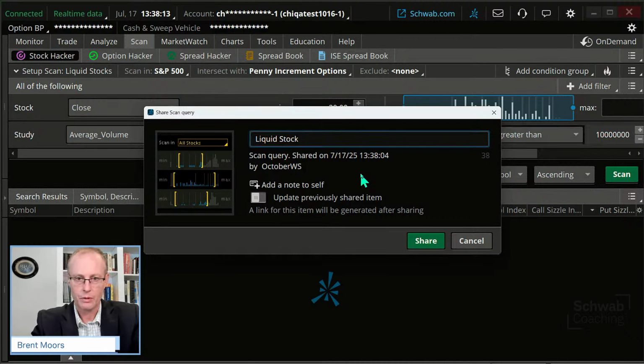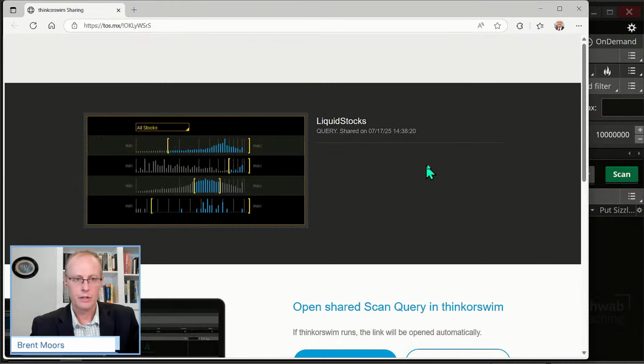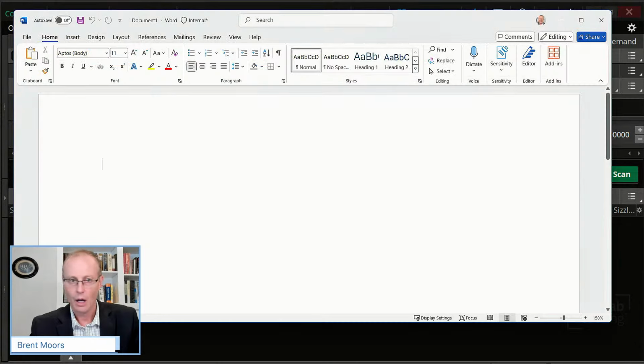Oh, did I save it? Maybe, I don't know. Okay, so I'm going to click share. Let me click on this, and I'm going to add that to the chat. And remember, these scans are not guaranteed for accuracy or timing. For those of you who are watching on a recording, here's the code on this.